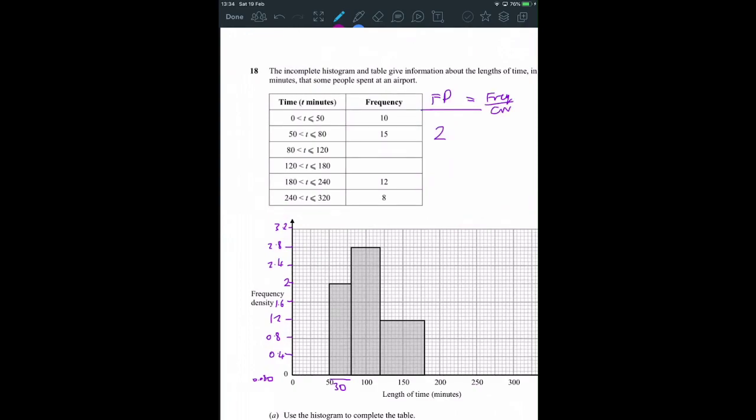We can now read off the frequency densities for some others. The frequency density for 80 to 120 is 2.8. Well, I like to say frequency equals area. That's also the same as frequency density times class width. So there we've got a frequency density of 2.8, and a width of 40, which gives me my frequency.